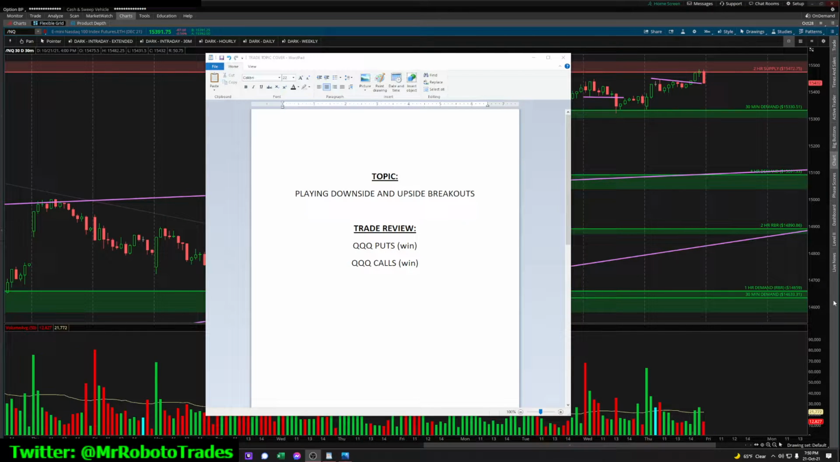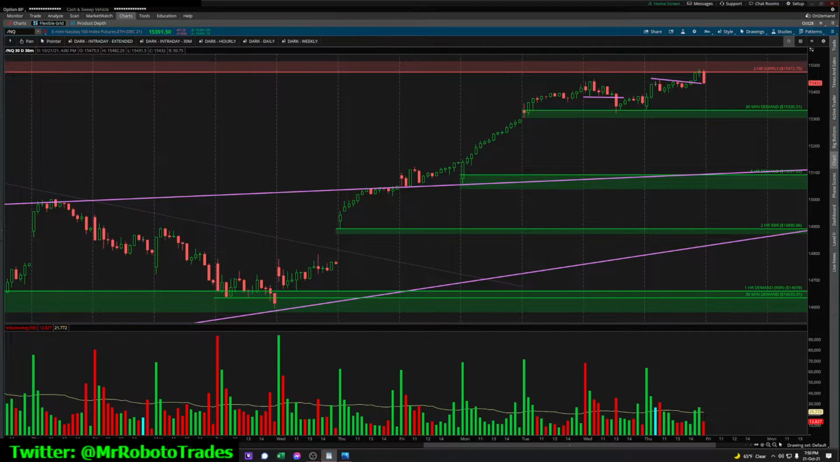Today we're going to talk about playing breakouts, both downside and upside breakouts. Both of these trades were on QQQ. There are some similarities, but also some differences, so let's dive right in. Both of these trades I took very recently. The upside breakout I took today, and the downside breakout I took yesterday.